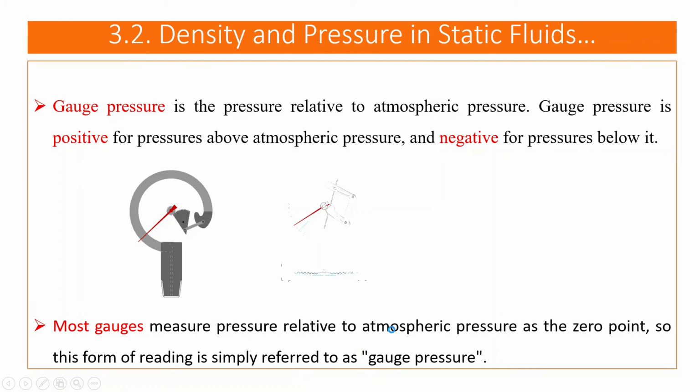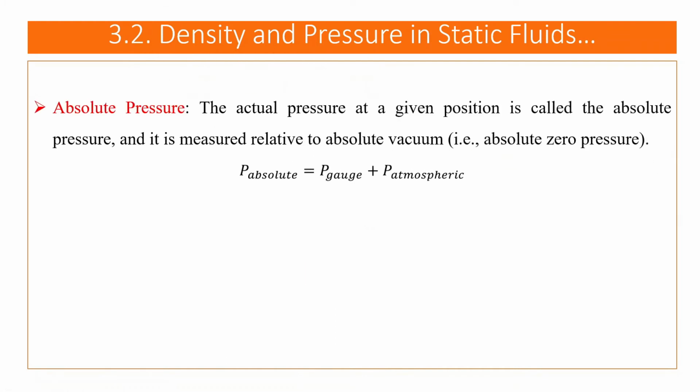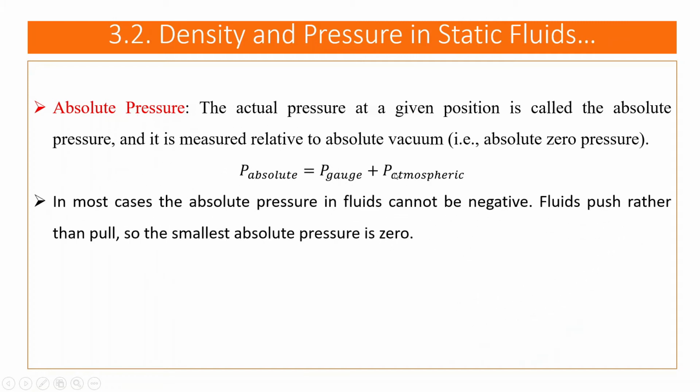Now let's proceed to the next one, which is the absolute pressure. The actual pressure at a given position is called the absolute pressure. It is measured relative to the absolute vacuum, that is, absolute zero pressure. The formula for absolute pressure is equal to the pressure of the gauge plus the pressure of the atmosphere. This is the important formula that we have.